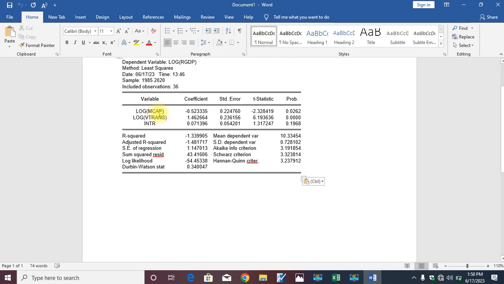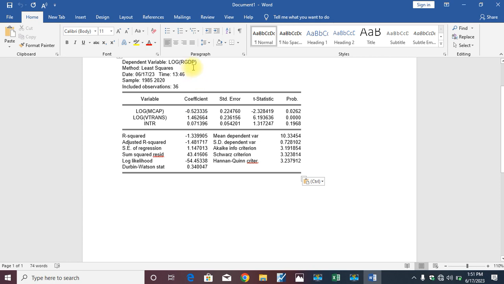From this area, we have the log of market capitalization, and the coefficient is 0.523335. The t-statistics is 2.3, and the p-value is 0.0262. That means there is a significant relationship or association between market capitalization and ROGDP, and that whenever market capitalization increases by 1%, ROGDP decreases by 52%.